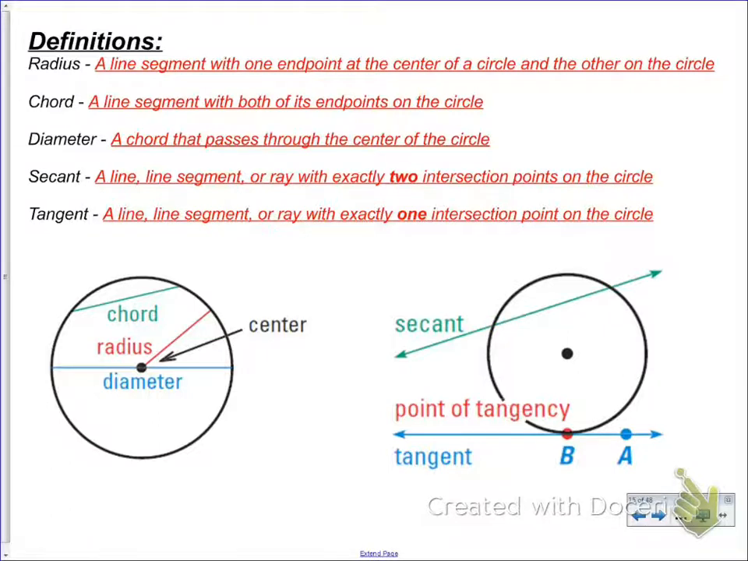And then we have a tangent line. Now this is different from the tangent that we did with trigonometry, a different type of tangent. Tangent is going to be, again, a line, segment, or ray with exactly 1 point of intersection. So it's going to come by the circle, and it's just going to barely touch the circle at 1 point. And that point where it touches is going to be called a point of tangency. And like I said, that's going to be the point at which the tangent line touches the actual circle.